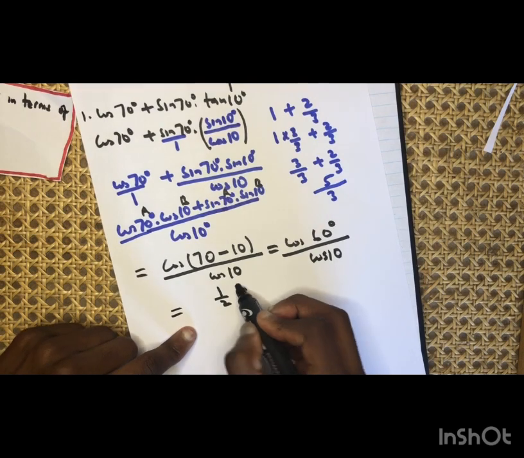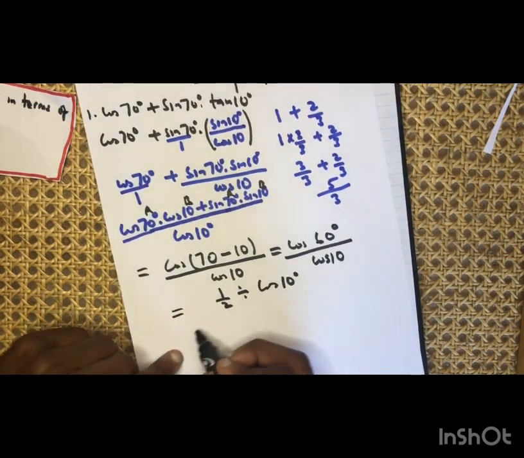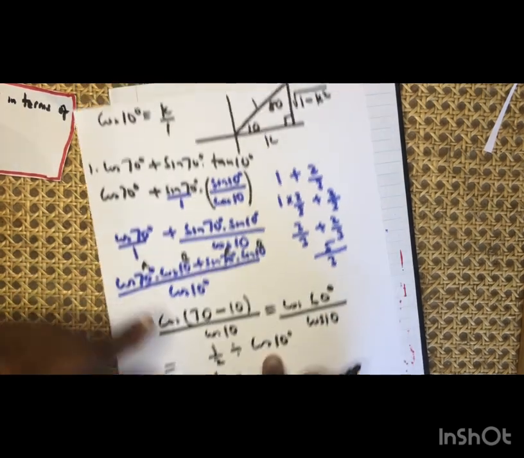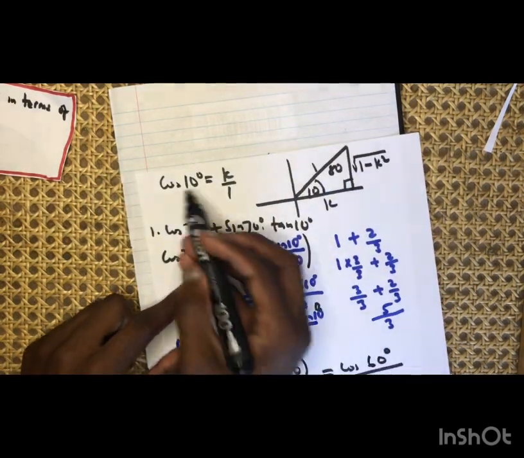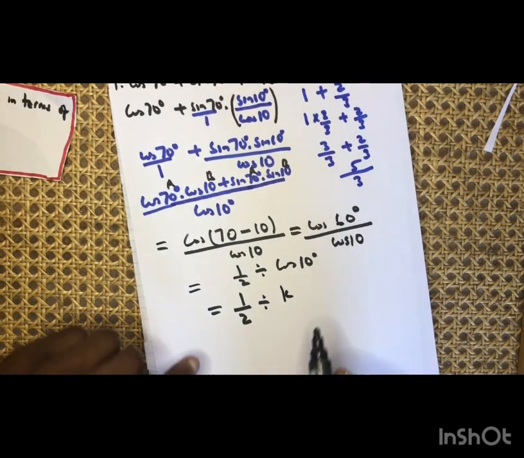Then I'm going to put divide. So divide by cos 10 degrees. So now, guys, this is 1 over 2. It's easy now. Cos 10, we can find cos 10 using the diagram. But fortunately, cos 10 was already given to be k. So I have k here.